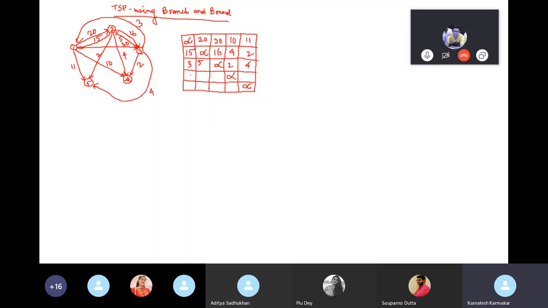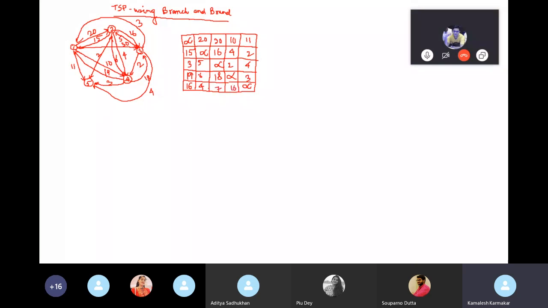Now the next row: 19, 6, 18 and 3. So from vertex 4 to 1, this distance is 19. 4 to vertex 2 is 6. 4 to 3, this cost is 18. 4 to 5, this cost is 3.